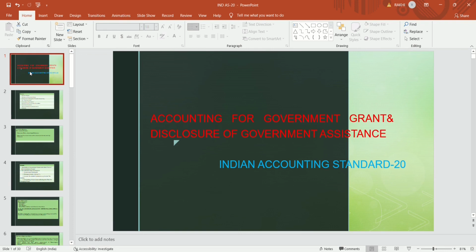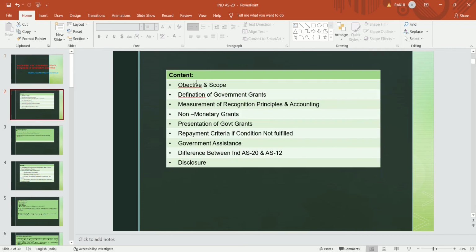Today's topic is related to Ind AS 20, which deals with accounting for government grant and disclosure of government assistance. What does government grant mean? What are its recognition principles and accounting treatment? What are its objectives? What is the scope of government grant?